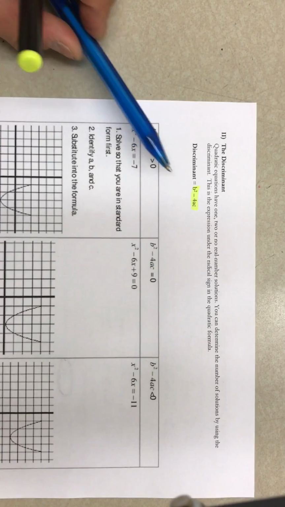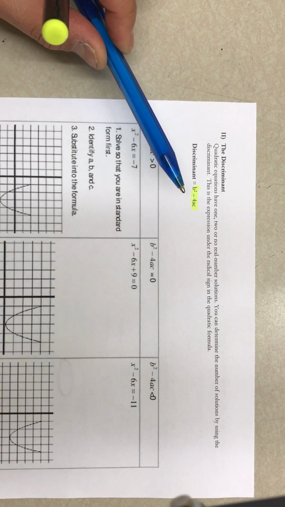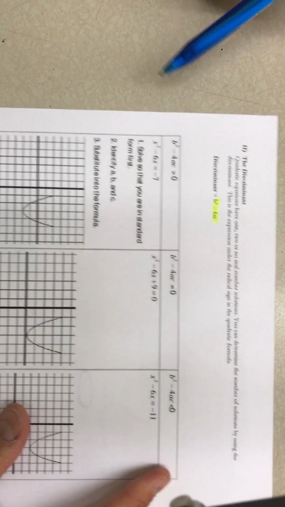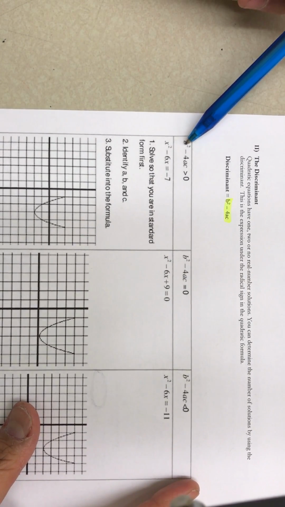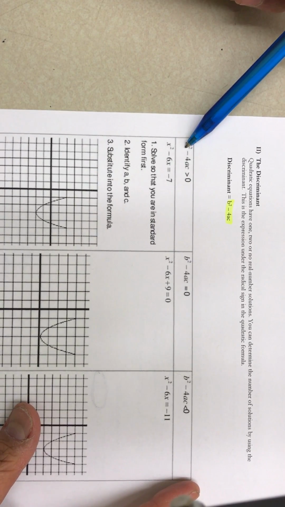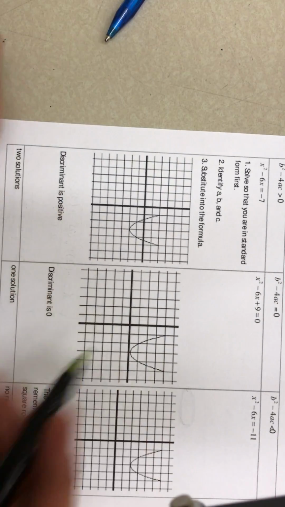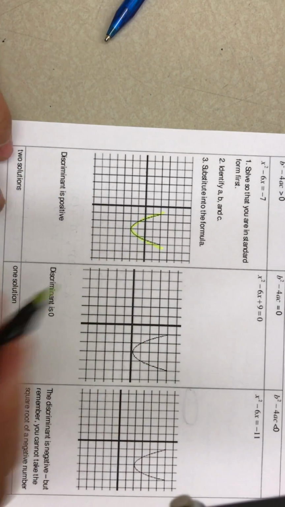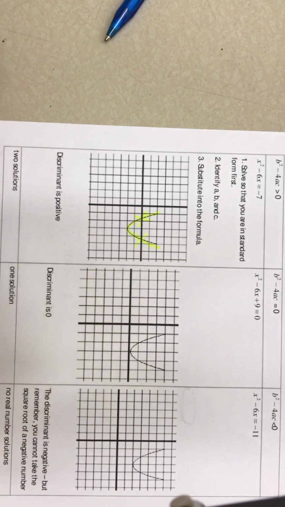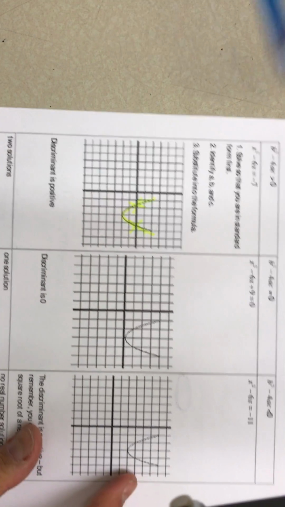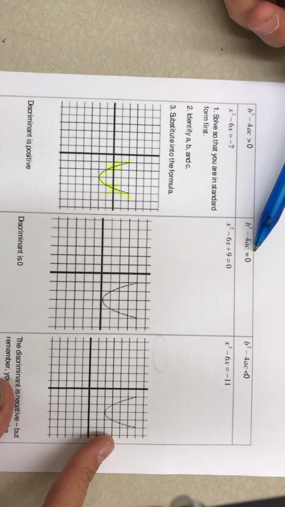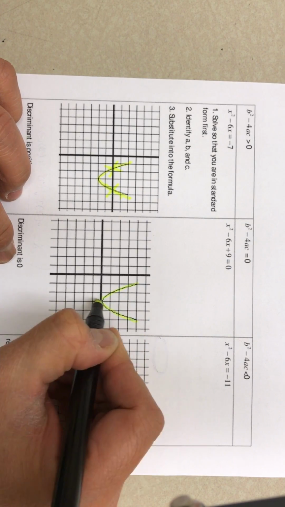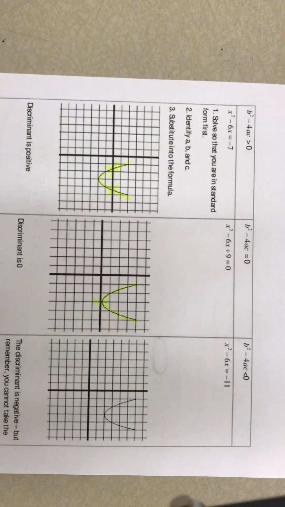By knowing the value of the discriminant, we know whether there's one solution, zero solutions, or two solutions. So here are the scenarios. If the value of the discriminant is a positive number, then the graph will look something like this. The graph will cross the x-axis at 2 different points. Therefore, it will have 2 solutions. If the value of the discriminant equals 0, then the graph will just barely touch the x-axis, which means that it crosses the x-axis at 1 point.